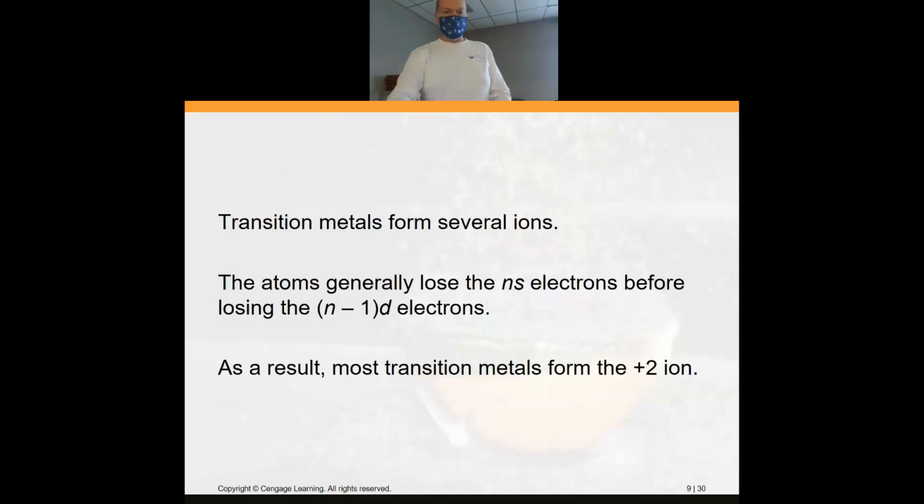You have several oxidation states for your transition metals. Many of them will have a +2 ion. The only ones that do not, one is silver, does not form a +2 ion. I think there's a couple others, but most, not all, form a stable +2 ion because they easily lose the 2s electrons.